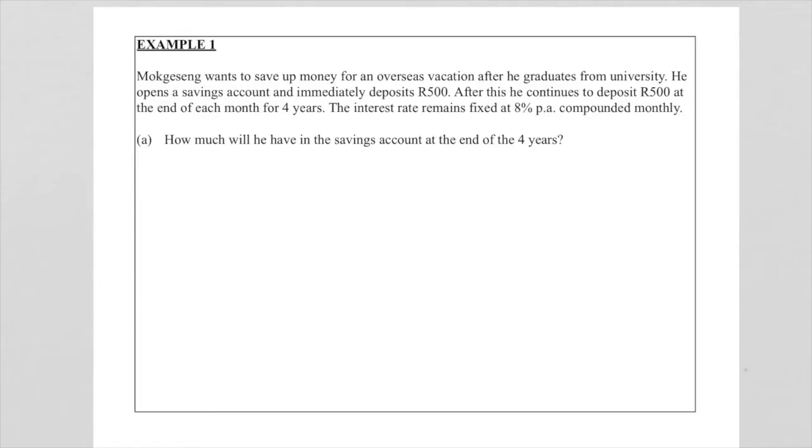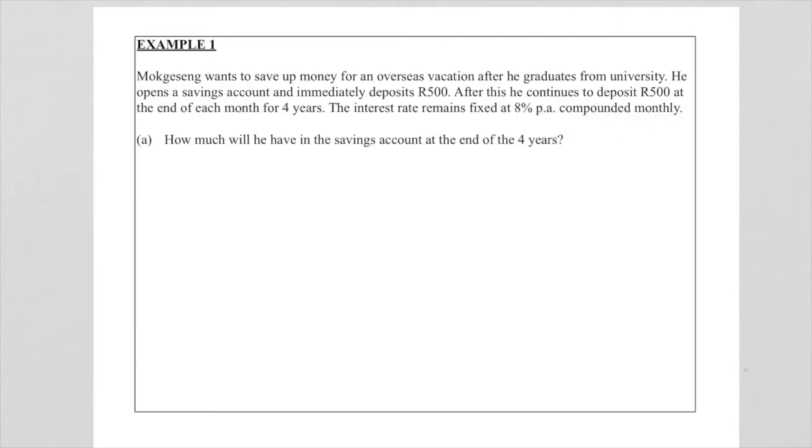In this example, Hussein wants to save up money for an overseas vacation after he graduates from university. He opens a savings account and immediately, and this is something you must be really aware of, is when do we start with the payments. In this one, we start immediately and he deposits 500 Rand. After this, he continues to deposit 500 Rand at the end of each month for 4 years. The interest rate remains fixed at 8% per annum compounded monthly.